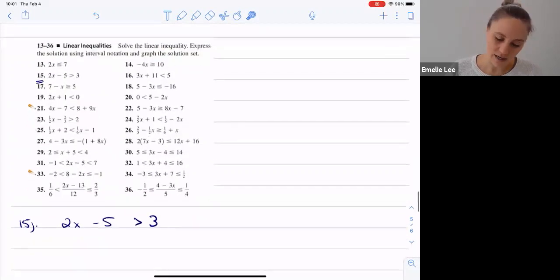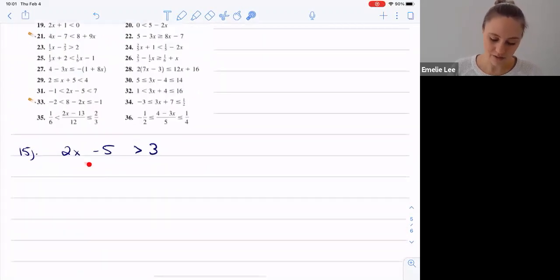So, right, there's nothing else to solve for, so all right, let's solve for x. I'm trying to get x on its own, so that means I have to add 5 to both sides.